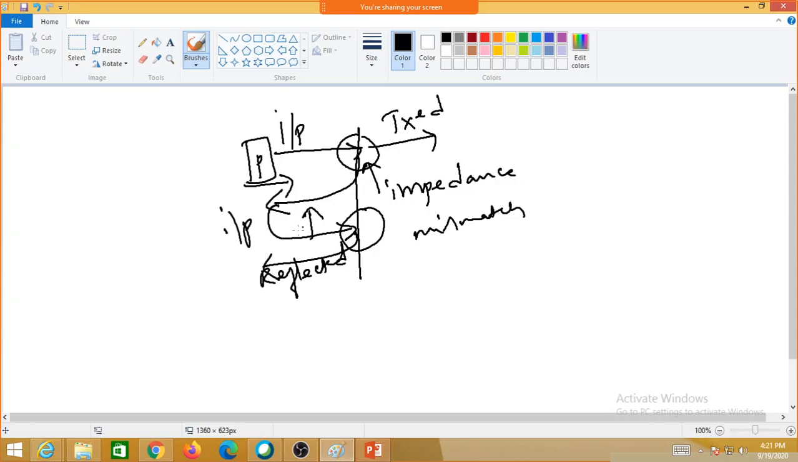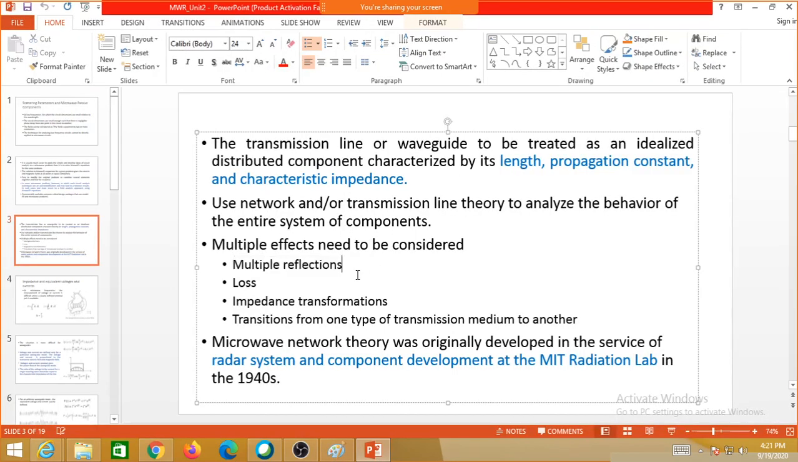Like that, these are all the multiple reflections which occur in a transmission line or any kind of device you take. That's why these multiple reflections we need to take into consideration while designing or solving a particular problem. And lastly, if you take any conductor system, for example a stripline or microstrip line, due to the conductor we have placed, the conductor loss as well as dielectric loss will be there.